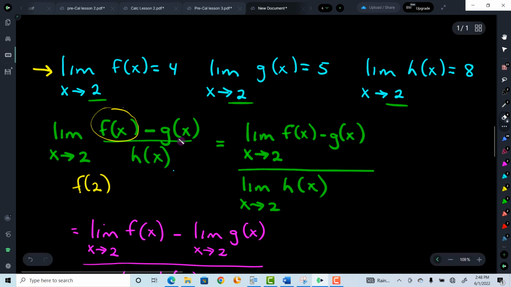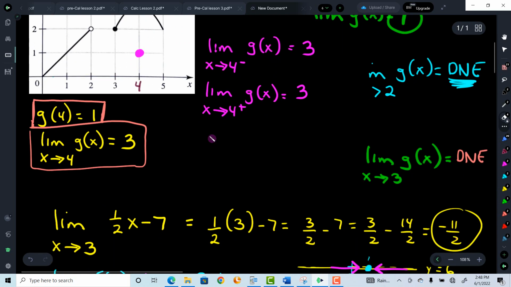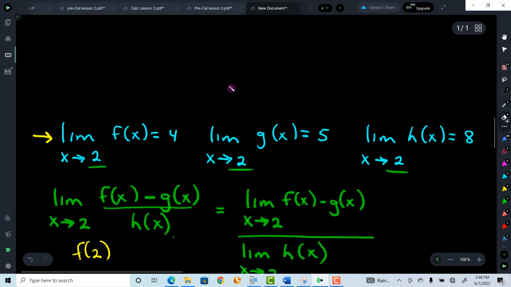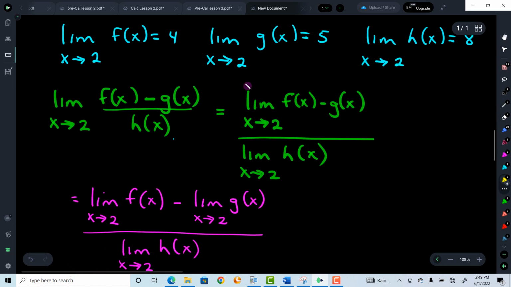But in reality, we don't know what f of 2 is. Remember that example I gave you up here where g of 4 was 1, but the limit as x approaches 4 was 3, right? So I don't actually know what f of 2 is. This is one of those cases where you could be incorrect with your approach, but end up with the correct answer. And we have to learn to be careful about that in calculus. We have to make sure that we actually follow the right steps and the right procedures.